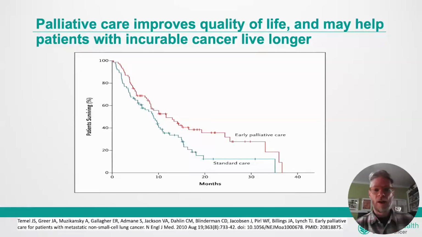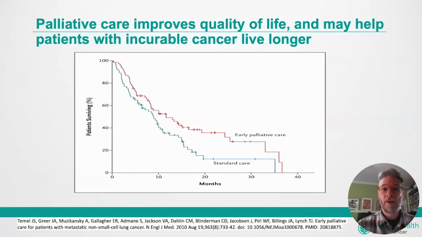I want you to know that palliative care improves the quality of life and may actually help patients with incurable cancer live longer. This was a crucial study that was completed about 15 years ago that helped put palliative medicine on the map in relation to collaborative cancer care.